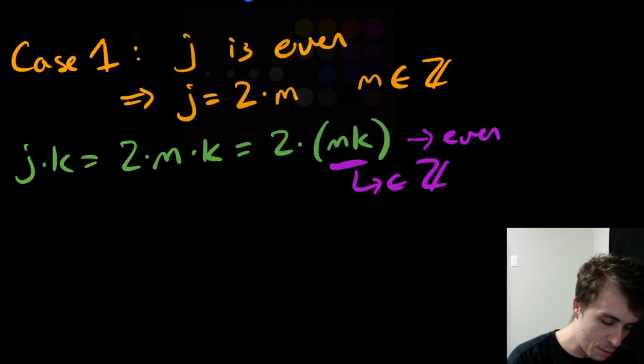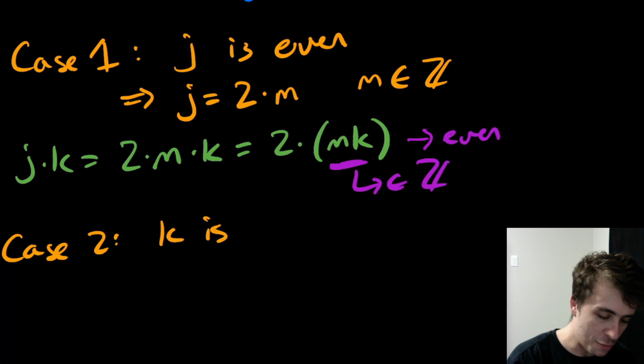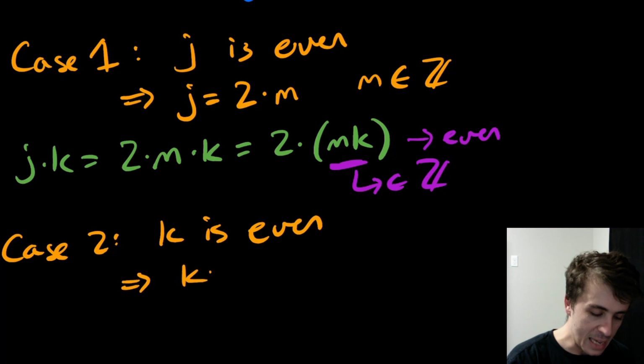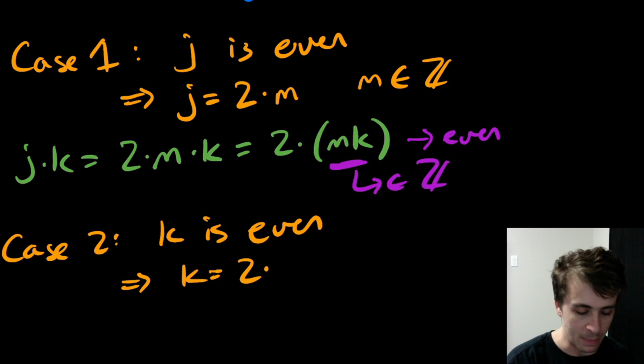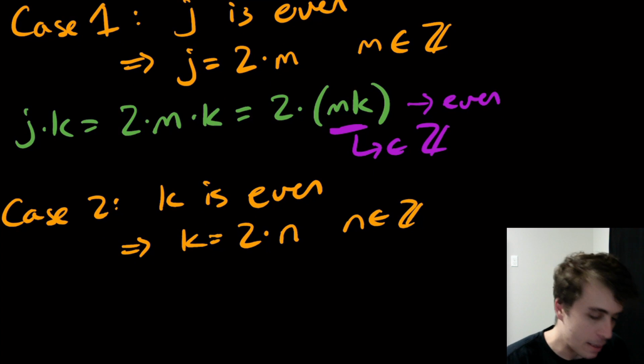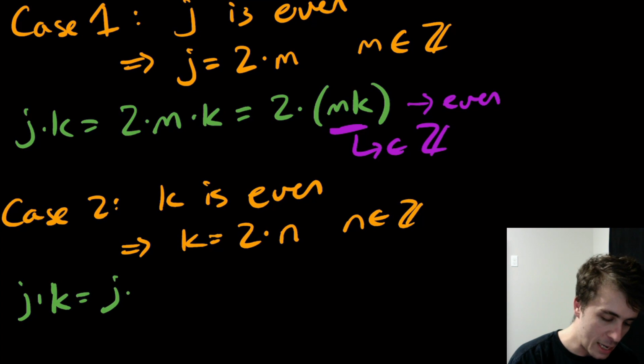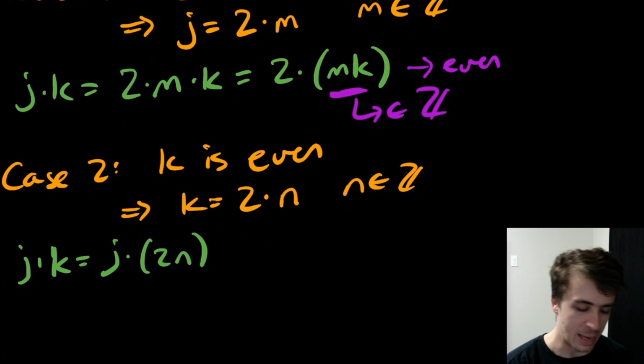As we're going to do right here, case 2, the case where k is even, means that k is equal to 2 times, I'm going to call it n this time, so that there's no confusion here. So k is even. I don't know anything about what j is. So then j times k is going to be j times 2n, because I'm just substituting 2n here.